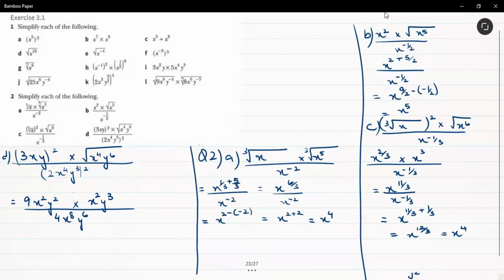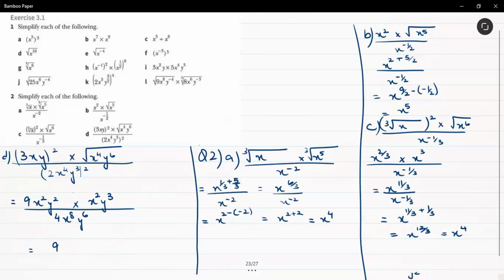Now we would like to write this in a single fraction. So that would give me 9x squared. Again, multiply the integer by integer, x value by x value, and y value by y value. There's no other integer, so we're going to directly write 9.